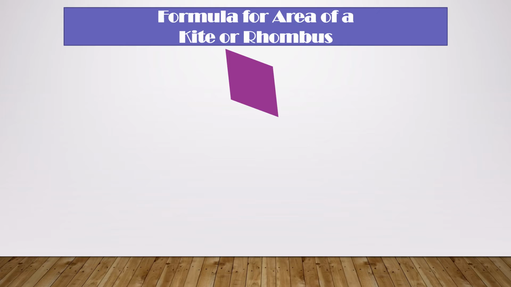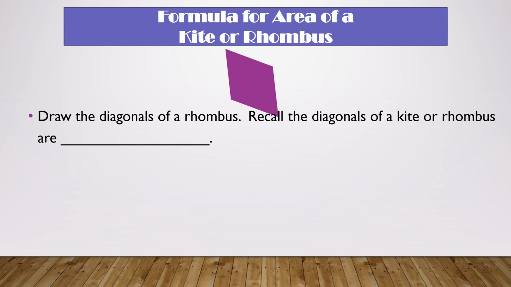Formula for the area of a kite or a rhombus. So they have the same exact area, but there are a couple different things about kites and rhombuses that are different. So we are going to draw the diagonals of a kite first of all, or rhombus, doesn't matter. The diagonals are perpendicular, okay?